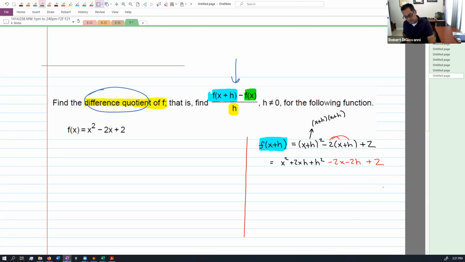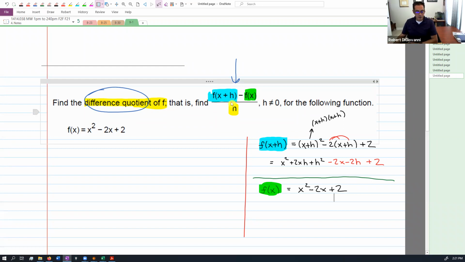Now, the next thing I'm going to do is figure out the green part. Guess what? The green part's the easiest one because it's just f of x, right? And f of x is exactly the function, the way it's written, x squared minus 2x plus 2. So now I've got the top left and the top right. Maybe the bottom's the easiest. H is always just h. So we're ready now to just put it all together into one final expression. So here's the difference quotient.